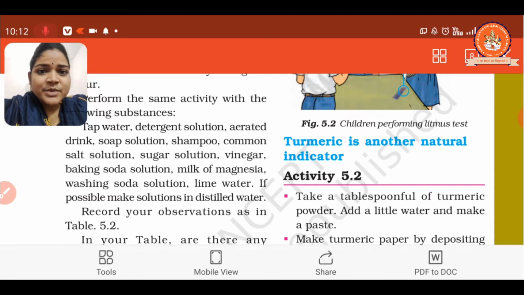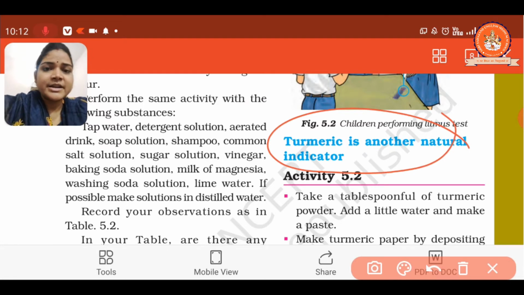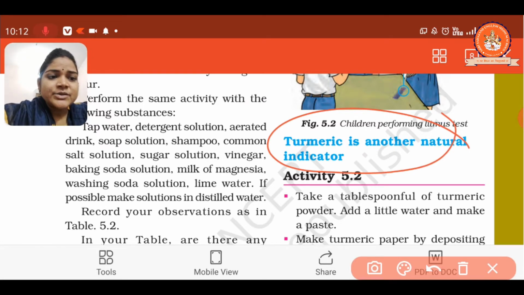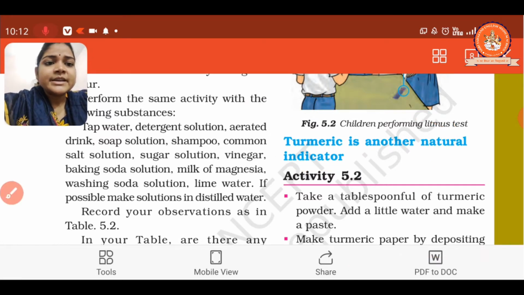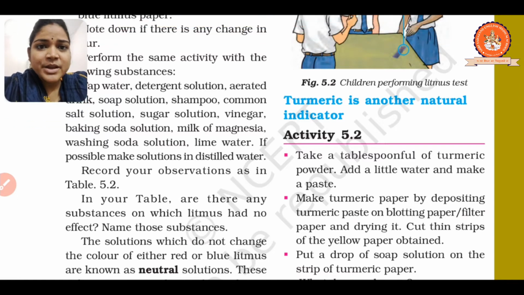So already I explained the indicators, litmus, in the previous session, but in this session I will explain the other indicators. Now the second one is turmeric indicator, right? It is a natural indicator, and here activity 5.2 is given. This activity I will explain with an experiment.